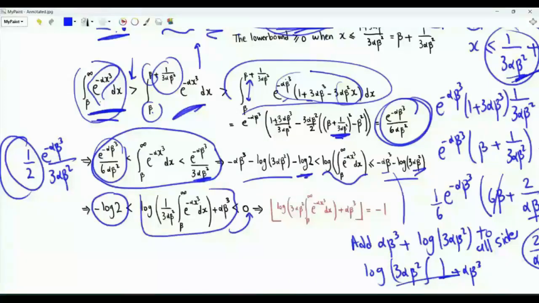This quantity here, which depends on alpha and beta, two positive real numbers with the constraint that beta is superior to the cubic root of 2 over 3 alpha, this function of alpha and beta is living in this narrow range between minus log 2 and 0. We don't know its exact value, but we are sure that the floor is exactly equal to minus 1.